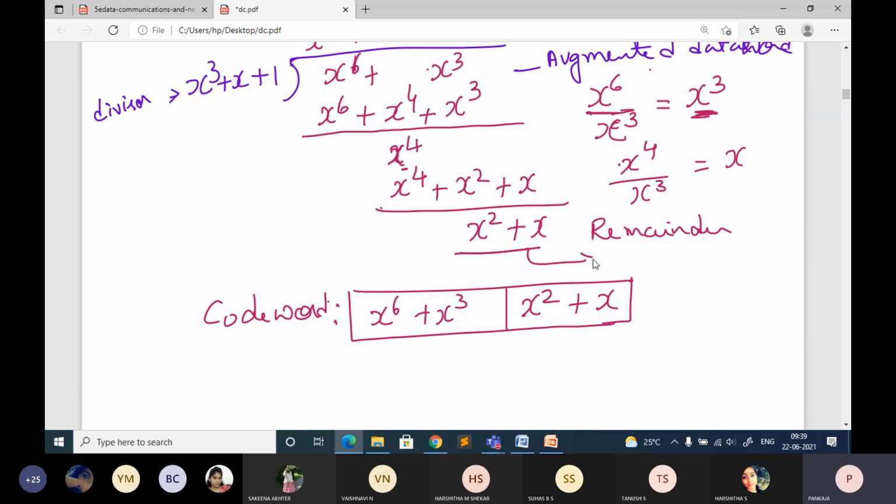What is it in binary? If you represent this in binary, what is the value you are going to get? What is the value of this in binary?